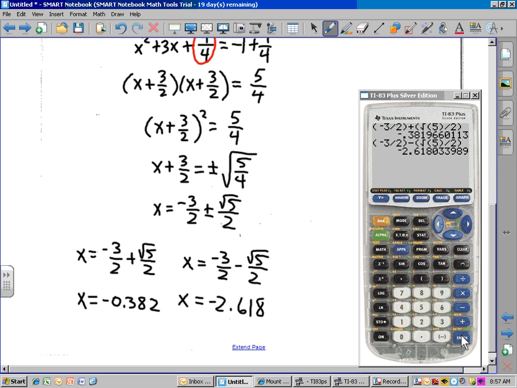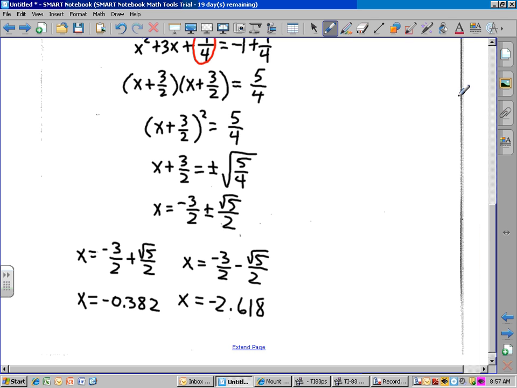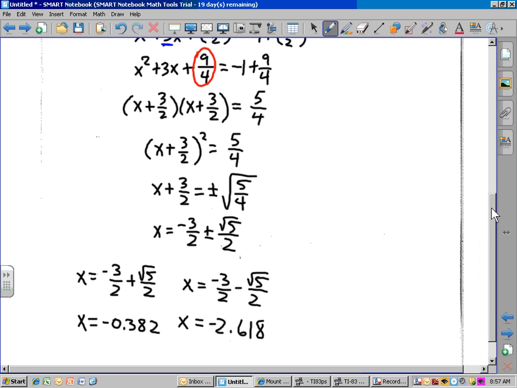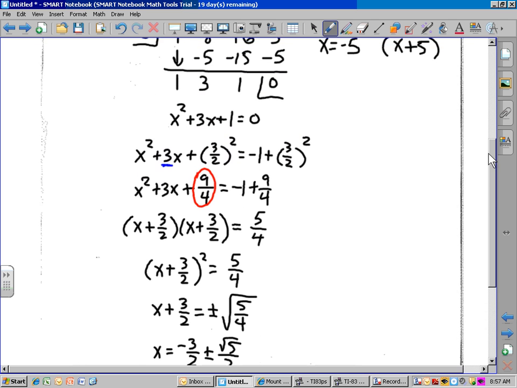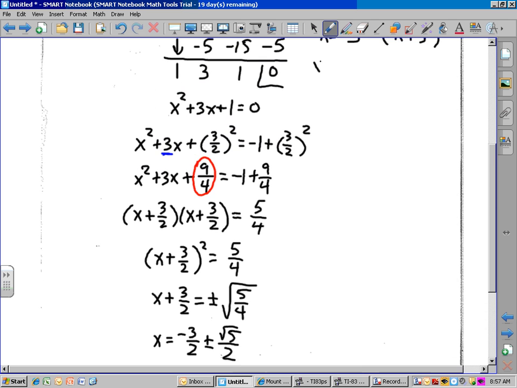So those are our roots. We got the decimals from the graph as well earlier. Those match up to the graph. When we're writing down the roots, I want the exact answers. So if we scroll back up here, it's going to be -3/2 plus or minus the square root of 5 over 2. So x equals negative 3/2 plus the square root of 5 over 2. And x equals negative 3/2 minus the square root of 5 over 2.